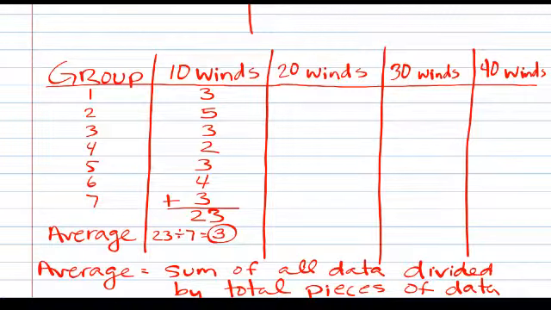Do the same for 20 winds. You're not going to have any data for 30 winds because you skipped it, but you are going to have data for 40 winds. So go through this process and calculate your class averages for 10 winds, 20 winds, and 40 winds. I'm going to pause and mute the video so you have a chance to do that now. Come back when the entire classroom has done that.